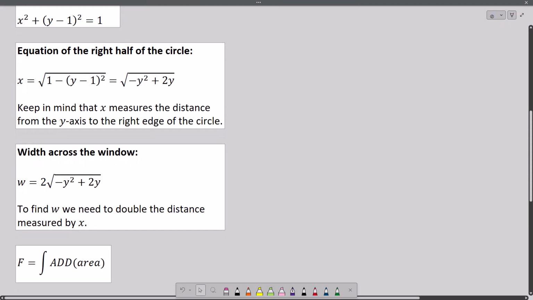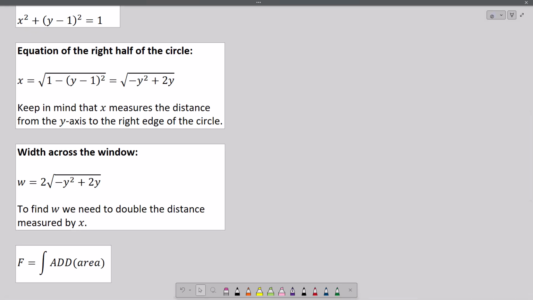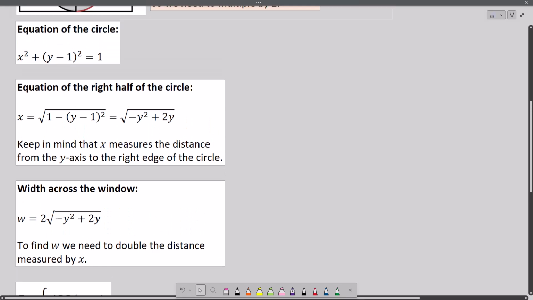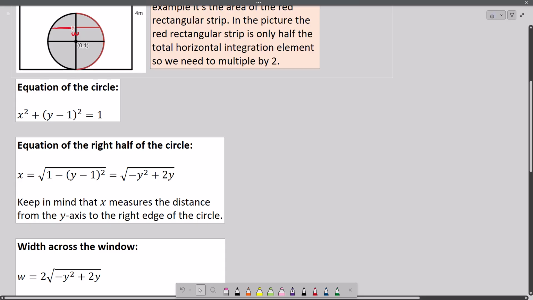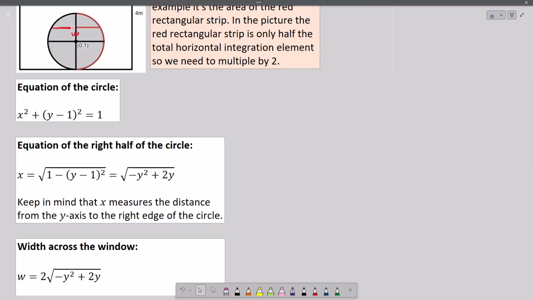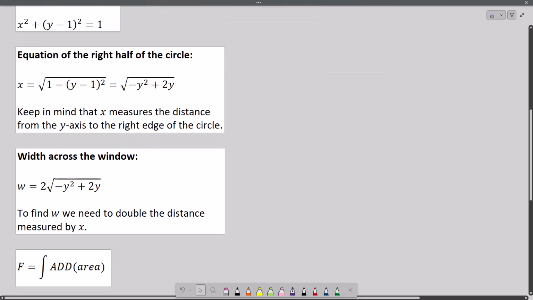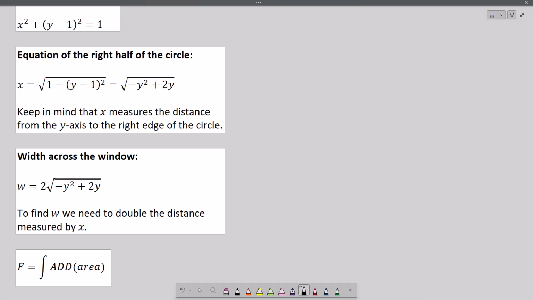So there's the x. Now I'm just doubling it to get w. Right, that x is only measuring halfway across. That red curve is the right half. This x value measures from the y-axis over. So we're just going to double it to get the actual width of the strip. And again, that's the crux. Finding the width for all of these force problems, that's always the crux of the problem. And then it's mostly arithmetic after that.